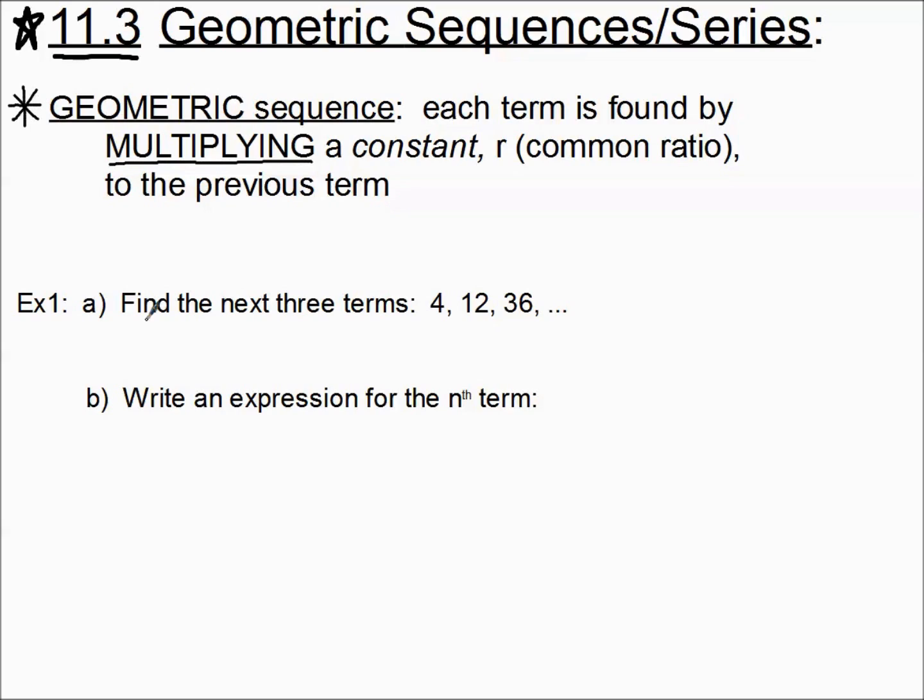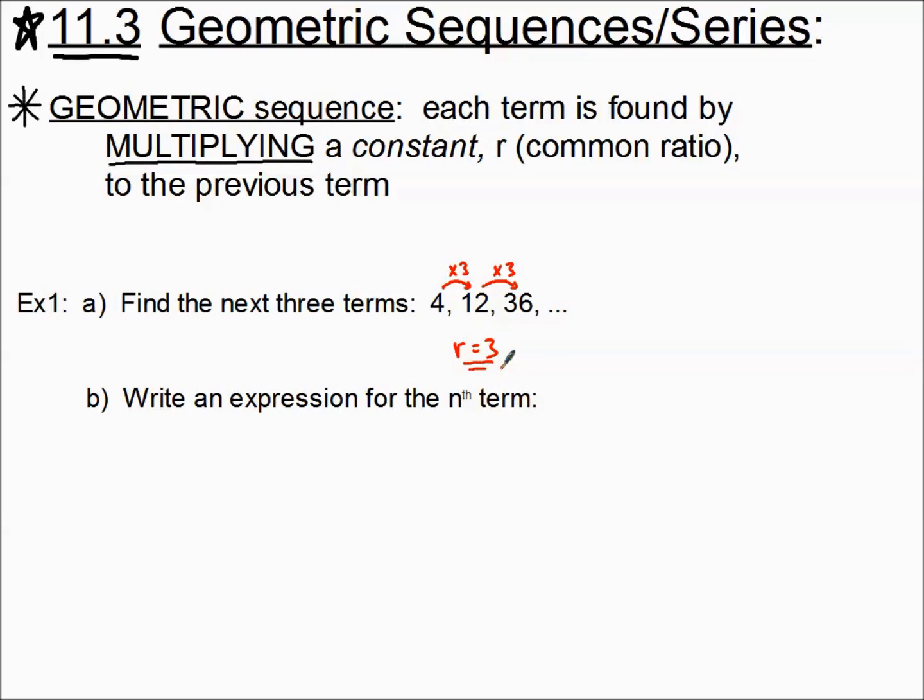So example 1 says find the next three terms. We have 4 and then 12 and then 36. I know that this is not arithmetic because if it were, we would be adding 8 to get from the 4 to the 12, and then the third term would have to be 20. Since it's not, it cannot be arithmetic. So it looks like we might be multiplying by 3, and then multiplying by 3 again. So it looks like R is equal to 3.